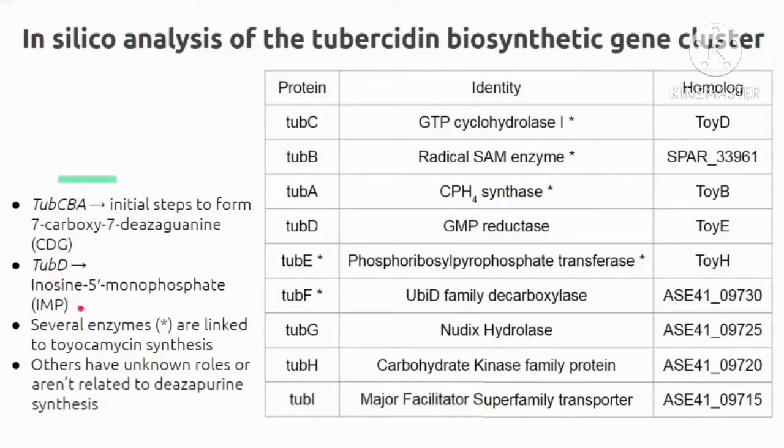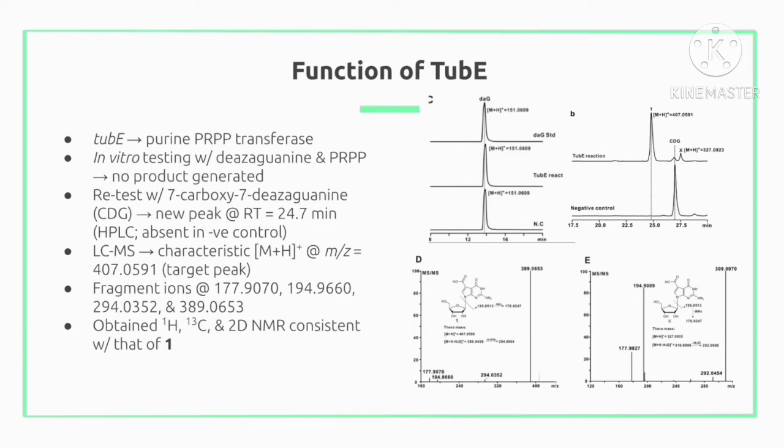Tub-D is responsible for the synthesis of IMP, and several of these enzymes have been linked to toyocamycin synthesis. Others have unknown roles or are related to deazapurine synthesis. So the gene Tub-E encodes a purine PRPP transferase. In vitro testing showed that there was no product generated after treatment with deazaguanine and PRPP. However, re-examination with CDG causes the presence of a new peak at the 24.7-minute mark, as indicated by HPLC results.